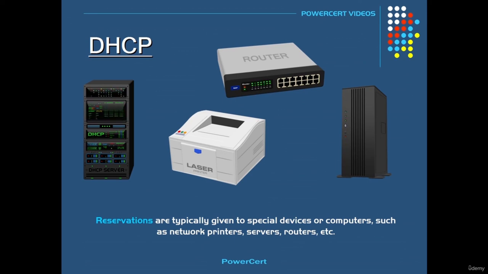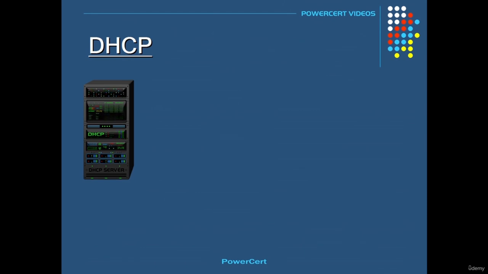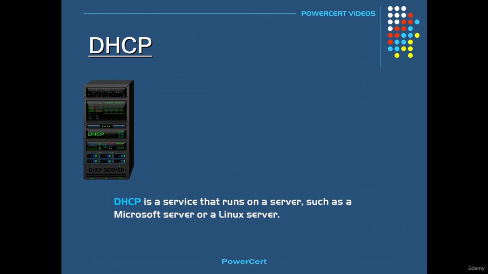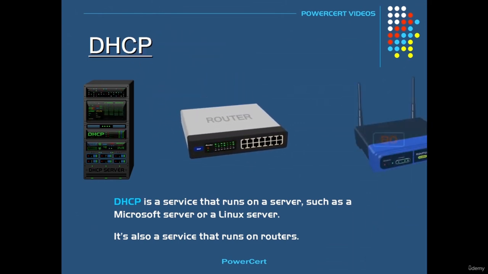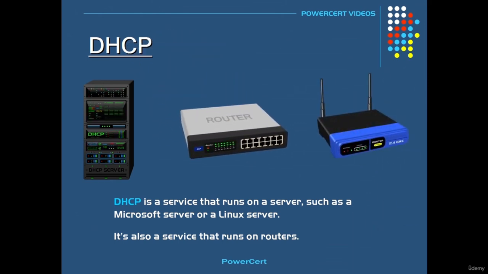Now, one final thing to note about DHCP is that DHCP is a service that runs on a server. For example, this could be a Microsoft server or a Linux server. But it's also a service that runs on many routers, whether the router is a business router or a small office, home office router. These routers will have a DHCP service built into them.